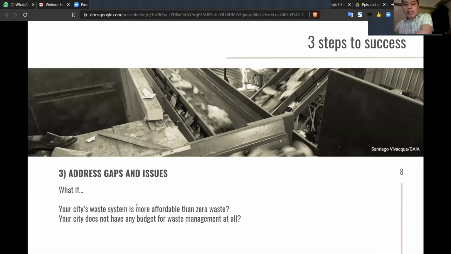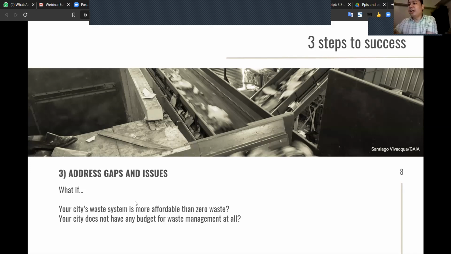Number three, or the last step, is to address the gaps and issues. As I mentioned earlier, the question is, what if my city's waste management system is more affordable than zero waste? Then in most cases, you will see some of the cutting corners or the activities that cities might do to save money. That includes dumping waste in open dump sites, refusing to pay waste workers living wages, or creating unfavorable subsidies, and so on.